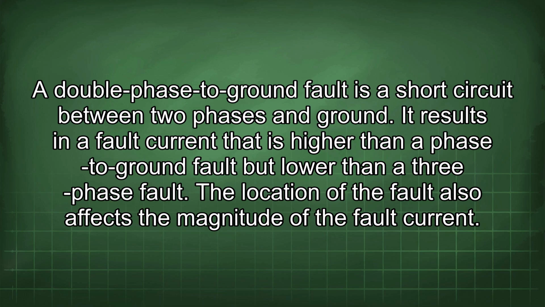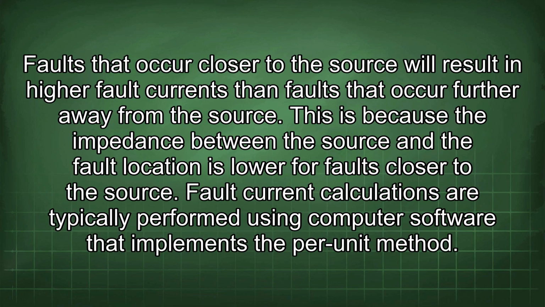The location of the fault also affects the magnitude of the fault current. Faults that occur closer to the source will result in higher fault currents than faults that occur further away from the source. This is because the impedance between the source and the fault location is lower for faults closer to the source.